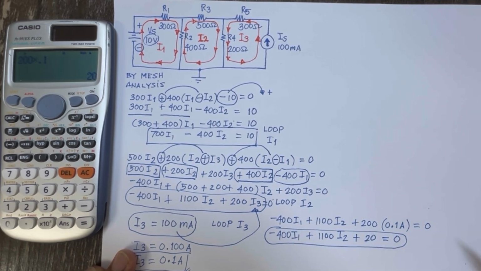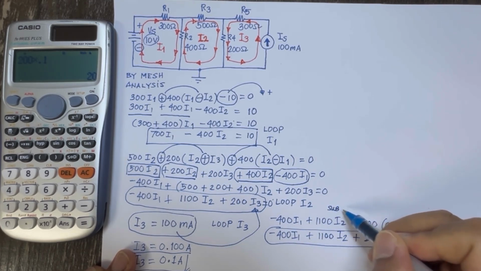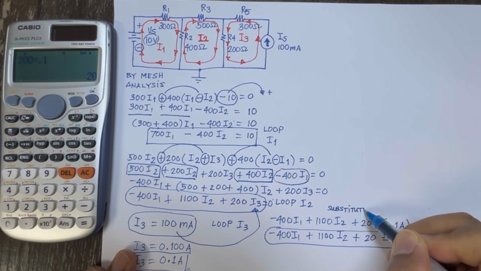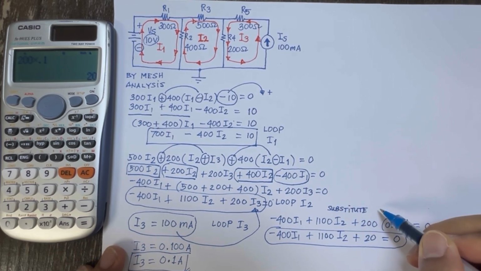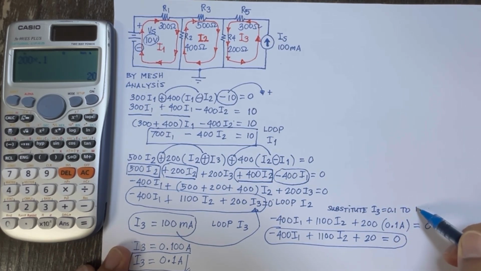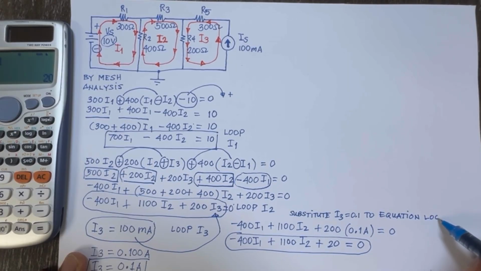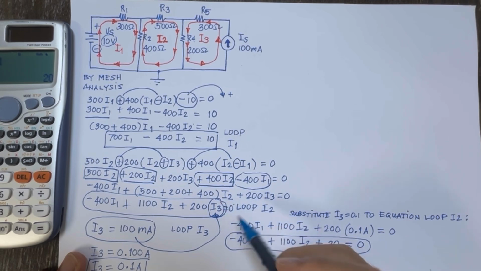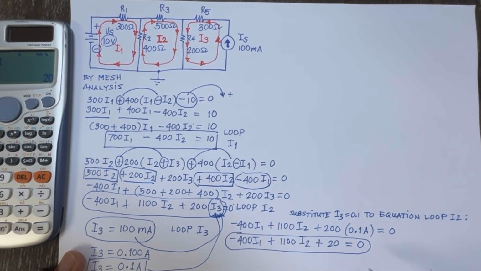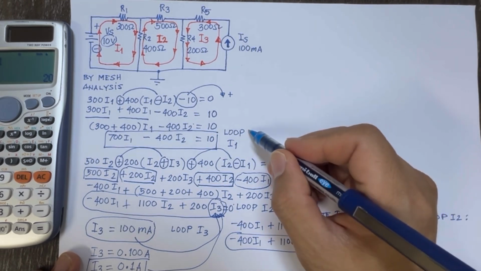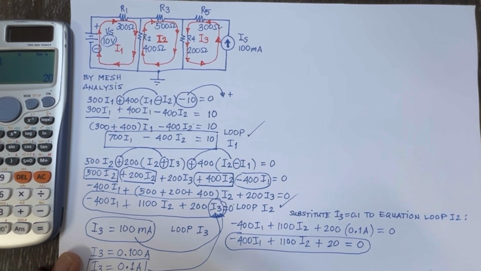Now we can use equation 1 and equation 4 together in order to get the value of I1 and I2. By the way, we substituted here the value of I3 in equation number 2. Let's just write it down over here that we substituted I3 equal to 0.1 into the equation of loop I2, or equation number 2, just to be clear. And this one will be our equation number 4. Now let's check it again.